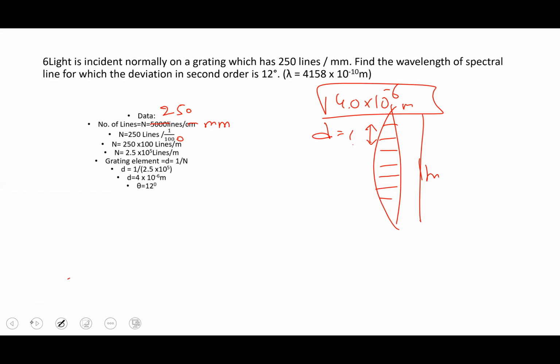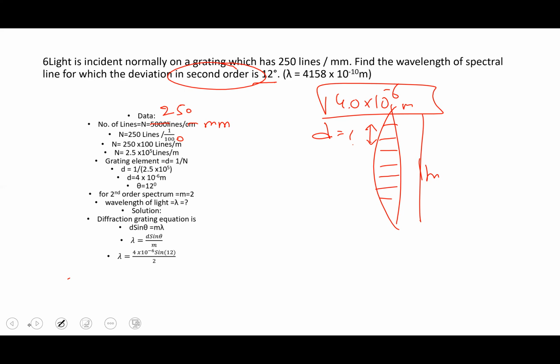And theta is also given to us, which is 12 degrees. And as it is of second order given in the question, so m is equal to 2. Lambda we have to find out. We have the formula of the diffraction grating equation, which is d sine theta is equal to m lambda. So taking m to the other side, we get d sine theta divided by m. Putting in the values, what do we get? We get lambda is equal to 4 into 10 to the power minus 6 sine 12 divided by 2. Let us put in the values and find out the answer.